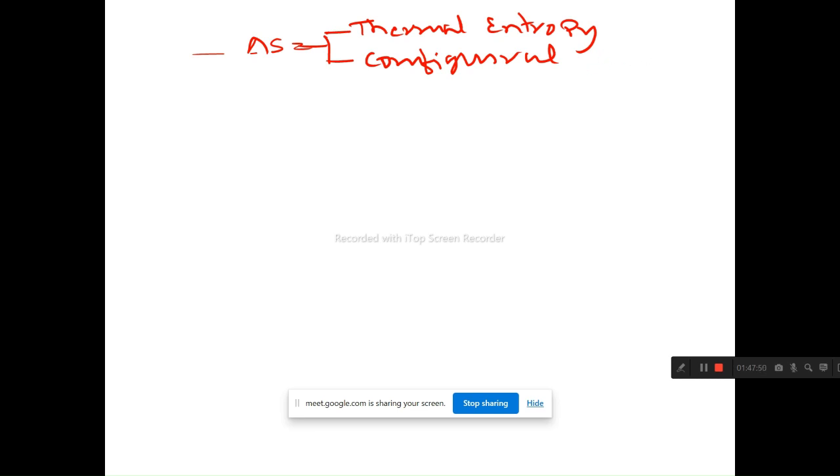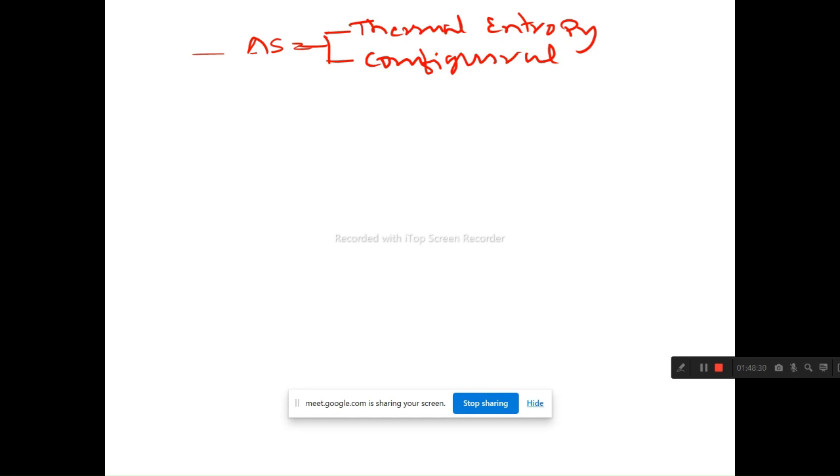The thermal entropy is mainly due to when we supply heat to the system, the atoms will vibrate about their mean position. That results in randomness in the system, which is called thermal entropy. That disorder is caused by the external temperature. The atoms move from their mean position, and this results in the randomness in the system. That is nothing but the thermal entropy.